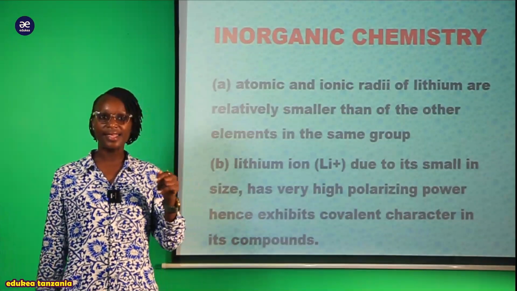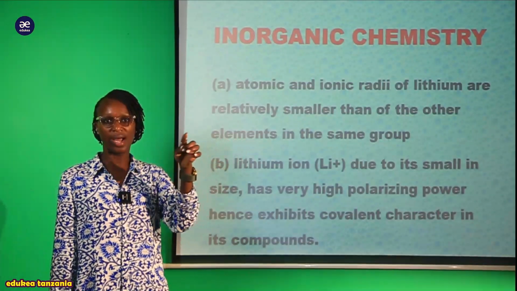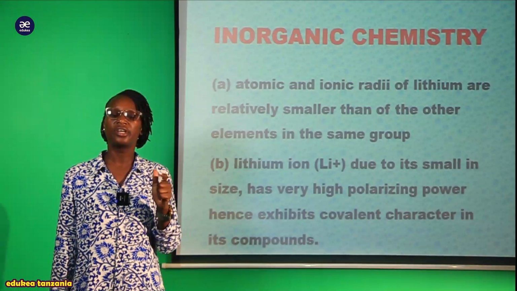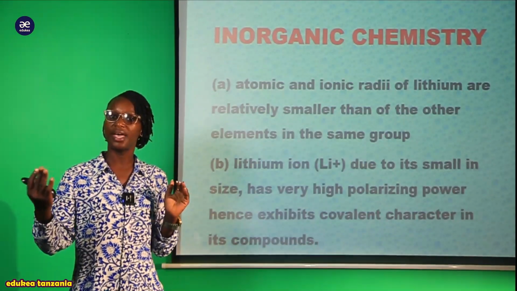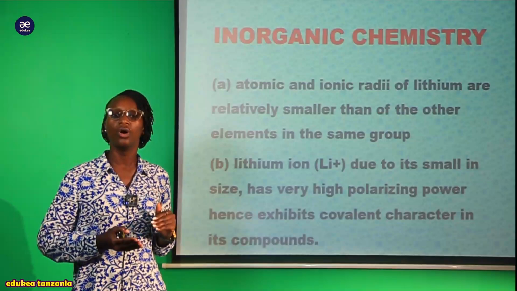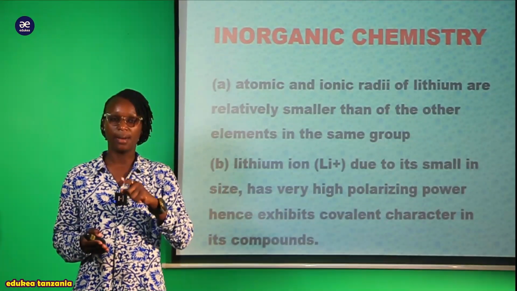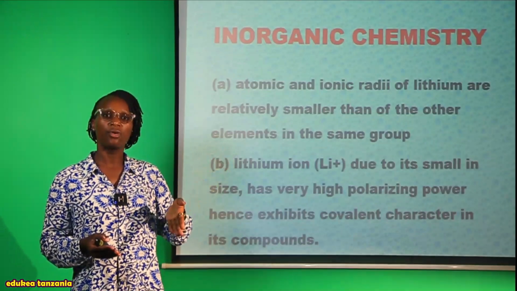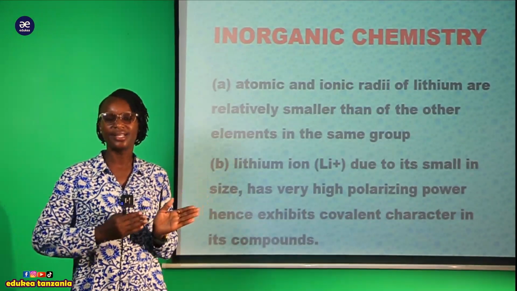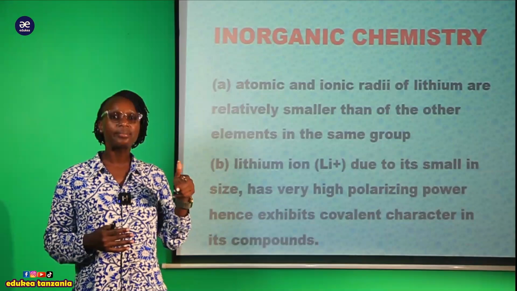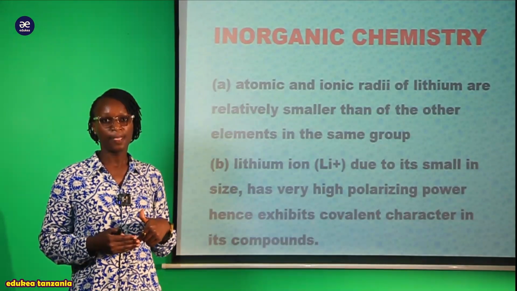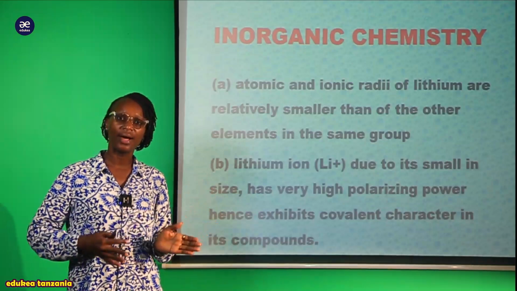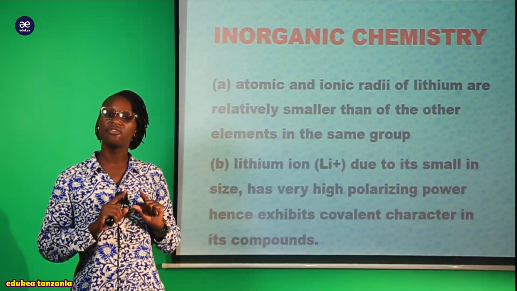Sasa tukimwangalia lithium, kumbuka lithium ipo kwenye period number 2, ambapo tunajua kwamba period ya kwanza is the period in the periodic table which has the smaller number of elements. For instance, ana element 2 tu, ana helium and hydrogen, ambazo zinakuwa kwenye ile period 1. Lakini sasa tunapokuja kwenye in terms of vertical columns, ambazo tunakuja kuongelea zile groups, lithium ni first member in group number 1. Lakini sasa utaona kwamba yeye sifa zake na wenzake wale wanaofuata utaona kwamba ni very, very different.